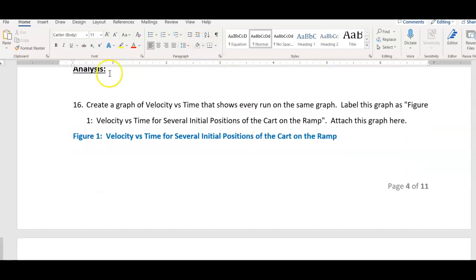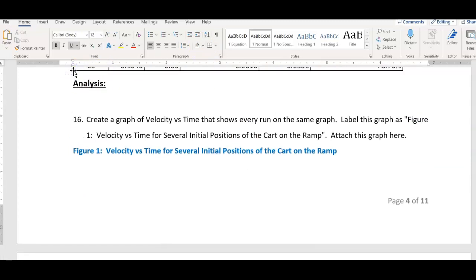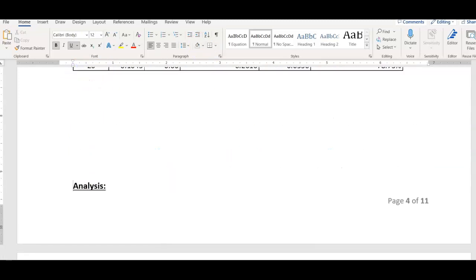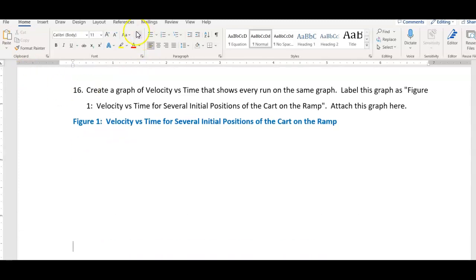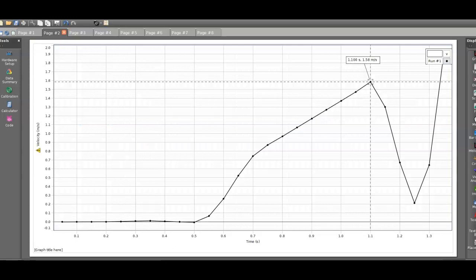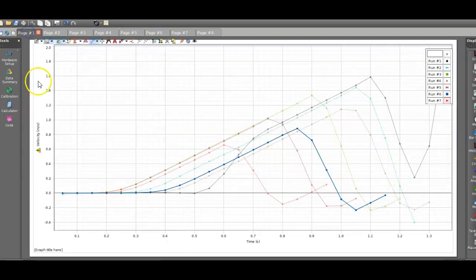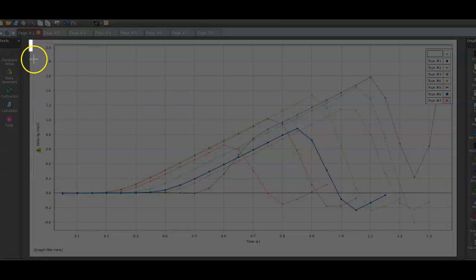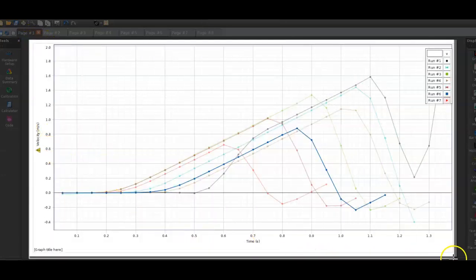The next step is to put Figure 1, and Figure 1 is to show from Capstone the velocity versus time graphs for several initial positions of the cart on the ramp. So that is this graph that shows all of the runs, and so I'm going to snip that and just put a picture of this graph as Figure 1.